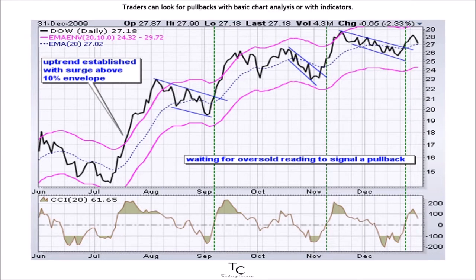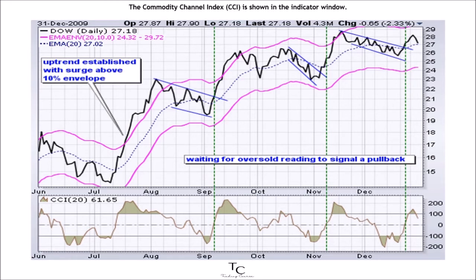Traders can look for pullbacks with basic chart analysis or with indicators. Pullbacks often come in the form of falling flags or wedges. Dow formed a picture-perfect falling flag in August and broke resistance in September. Another flag formed in late October with a breakout in November. After the November surge, the stock pulled back with a 5-week flag into December.